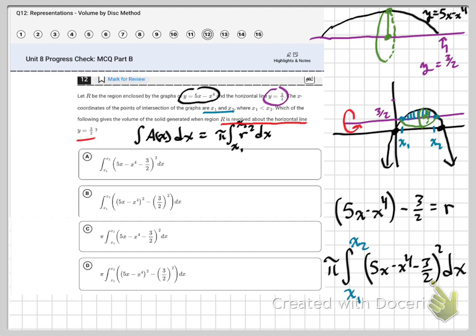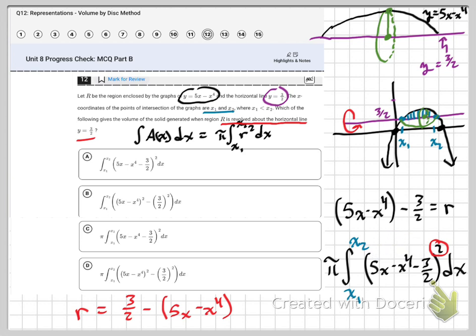Now, I have to do a caveat here really fast. Technically, it doesn't matter if you go axis minus the outer function. The reason that doesn't matter ultimately is because we square it. If you square a negative or a positive, you're going to get the same result. However, I think it is traditional to do the outer function minus the axis of revolution.